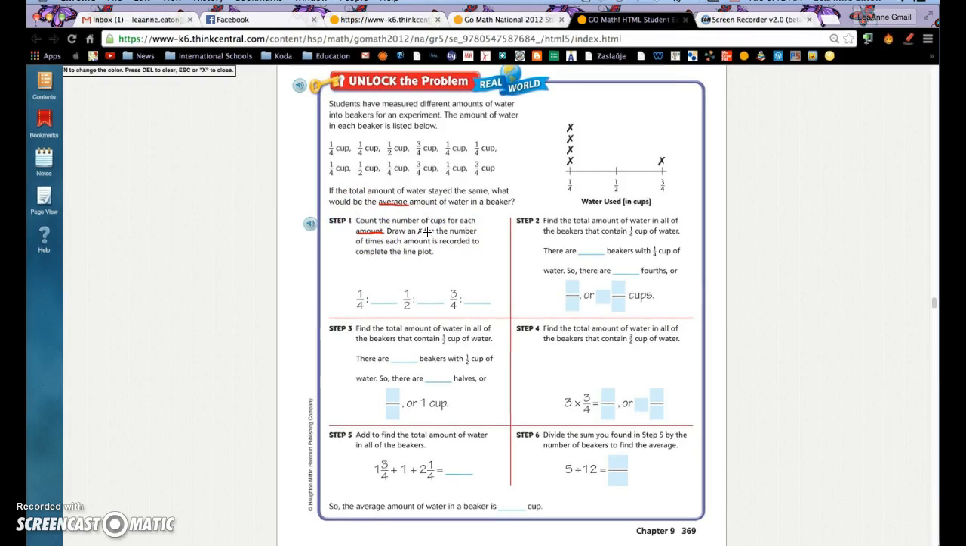And then we're going to draw an X for the number of times it's recorded. Here they started for us. We're going to just extend this graph. So we have 1/4. Let's count how many 1/4s we have. 1, 2, 3. Oops, that's not a 1/4, is it? Haha, just kidding. Let me see, how do I erase it?